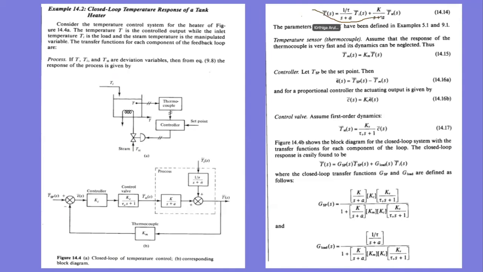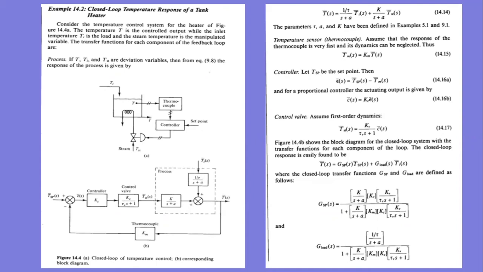Equation 14.14. And then the parameters tau, A, and K have been defined in examples 5.1 and 9.1, which is tau equals V over F, A equals 1 over tau plus K, and finally K equals UAT over V rho Cp.